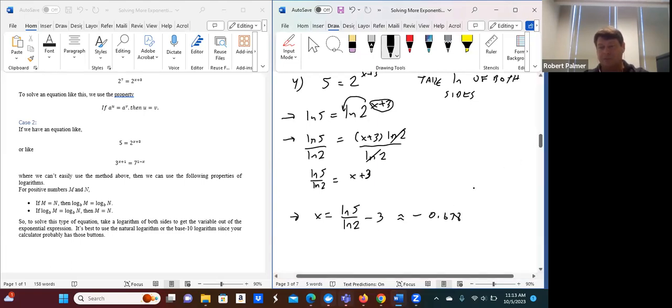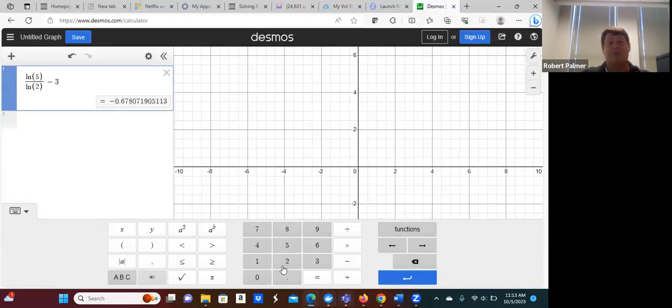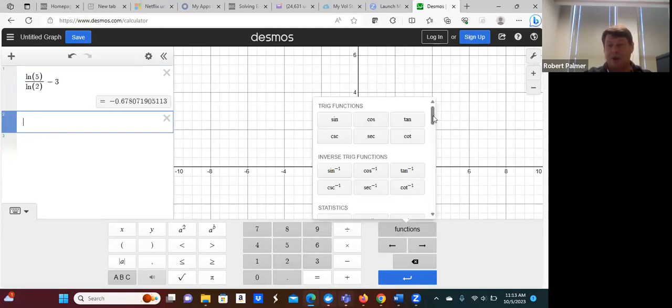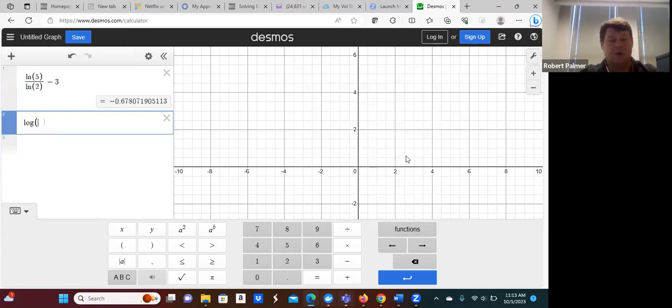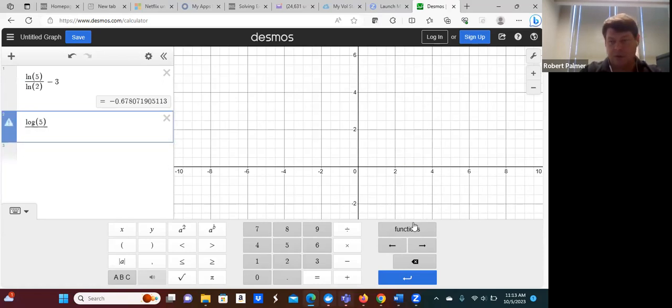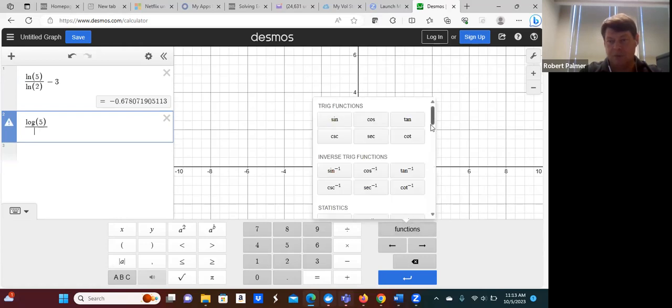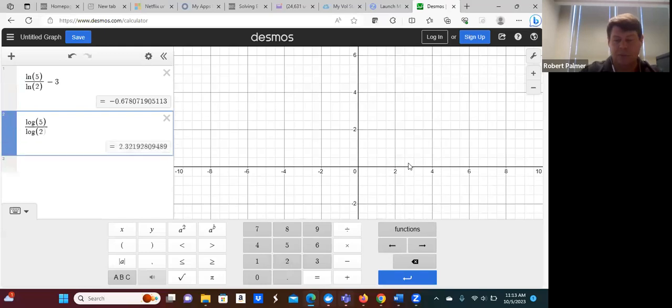Okay. Now, I'm going to show that actually if you use log instead of natural log, you get the same thing. So let's go down here. Let's go back to the same functions, the calculus functions. Let's do the same thing with log, L-O-G. So log of 5 divided by log of 2 minus 3. Okay, we see exactly the same thing.